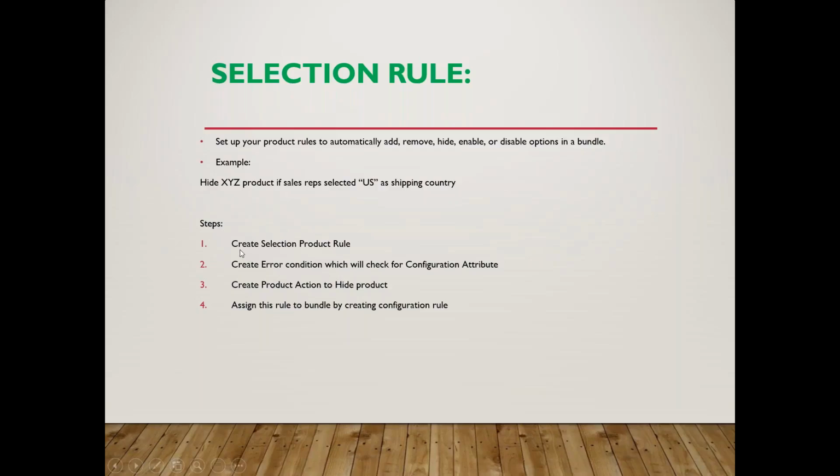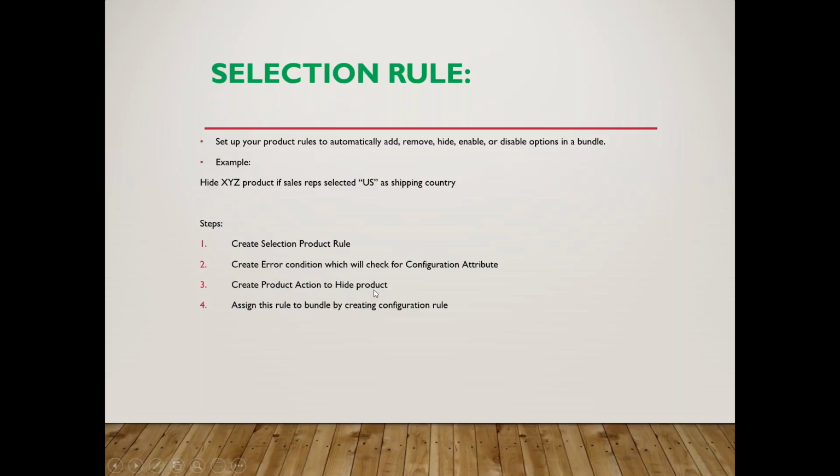So we discussed, while we are creating the configuration attribute, that we need to write some logic in the backend, right? So what we need to write is a selection rule in the backend of that particular configuration attribute. You need to create a selection product rule, and then create an error condition which will check the configuration attribute. Whatever your configuration attribute is, US or India, based on that, it will create a product action to hide these particular products, right?